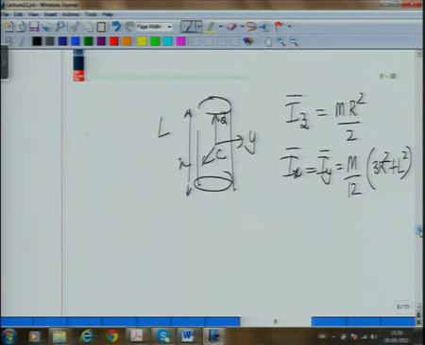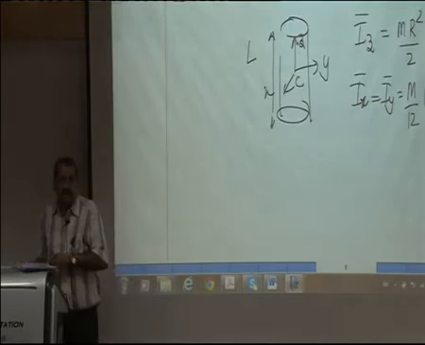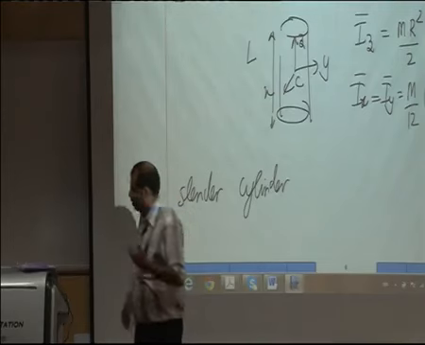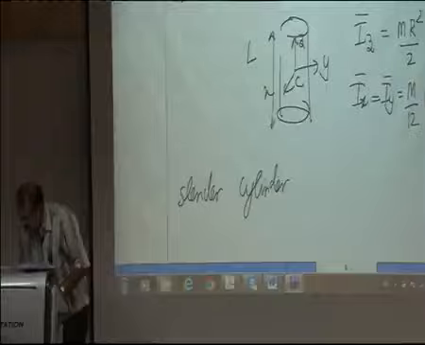So now if we have a slender cylinder, for a slender, what will happen here? R goes to 0. So what will be Iz? It will be 0, and Ix is equal to I bar, Iy is equal to ml square by 12. Okay. So for a body like this we get.